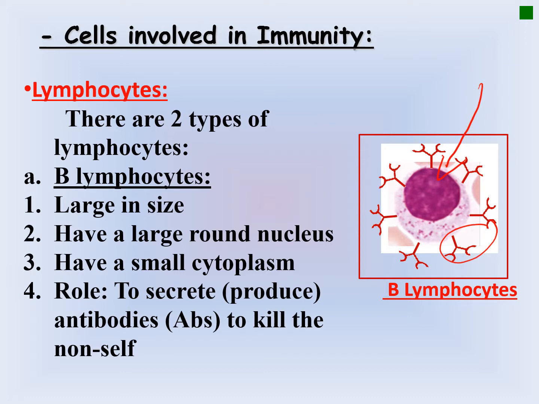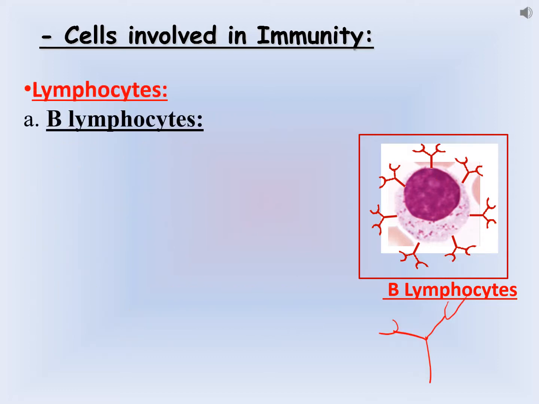Other types of cells involved in immunity are the B lymphocytes. First we have B and T lymphocytes. Let's start with the B lymphocytes. B lymphocytes are large in size, with a large round nucleus as seen here. They have a small cytoplasm. They have a role to secrete or produce antibodies to kill the non-self.